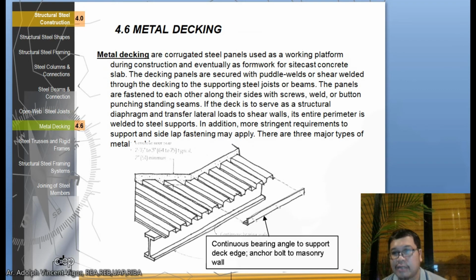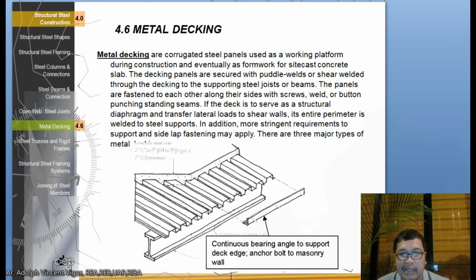Then you have metal decking. Metal decking are corrugated steel panels used as a working platform during construction and eventually as formwork for the site cast concrete slab. The decking panels are secured with puddle welds or shear studs welded through the decking to support steel joists or beams. The panels are fastened to each other along their sides with screws, welds, or button punching standing seams.